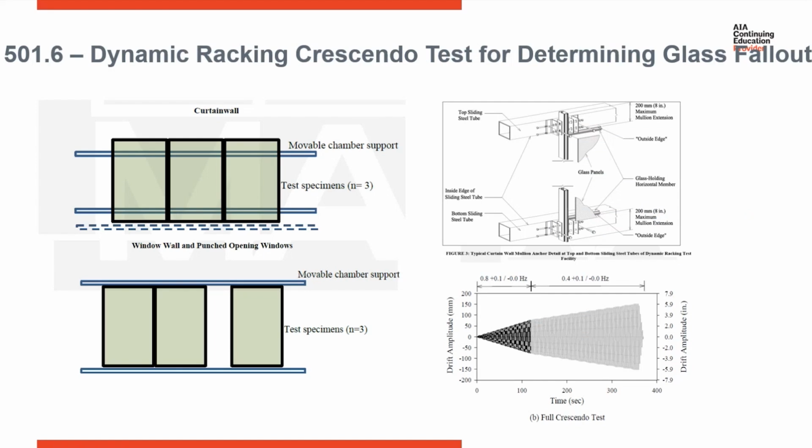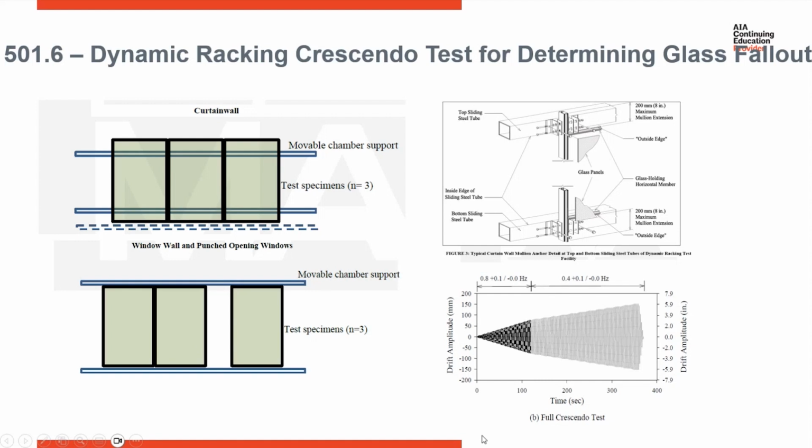This is an example of a chamber for AAMA 501.6 testing. So we want to replicate real-world scenarios. So the system is mounted in a test chamber just like it would be mounted on a building, where you have these steel tubes acting as your slabs, and the curtain wall system would be mounted to the exterior of those with a wind load and dead load anchor. And then for a window wall system or storefront system, where instead of being mounted to the exterior of a building, it's mounted slab to slab, it is mounted the same way in the test chamber, where instead of being on the exterior of those steel slabs, it is in between those steel slabs.